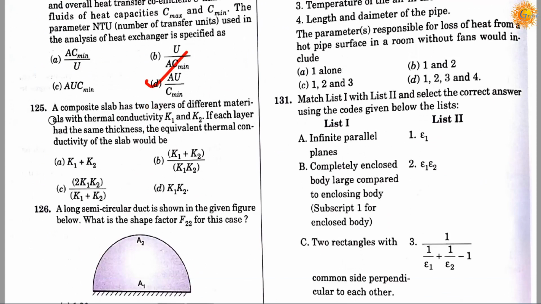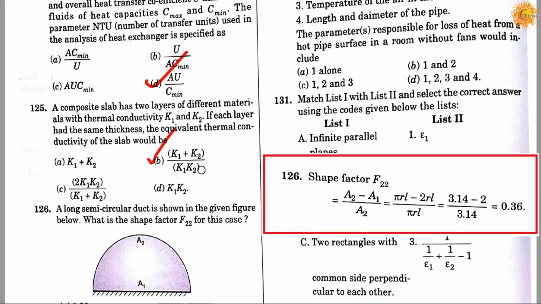Question number 125. A composite slab has two layers of different materials with thermal conductivity K1 and K2. If each layer has the same thickness, the equivalent thermal conductivity of the slab would be: option A, K1 plus K2. Option B, K1 plus K2 divided by K1 K2. Option C, 2 K1 K2 divided by K1 plus K2. Option D, K1 into K2. So the correct answer is B, K1 plus K2 divided by K1 into K2.